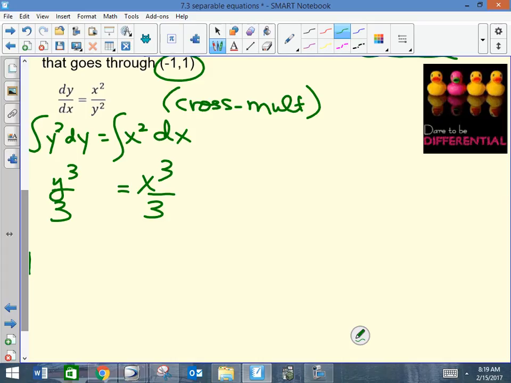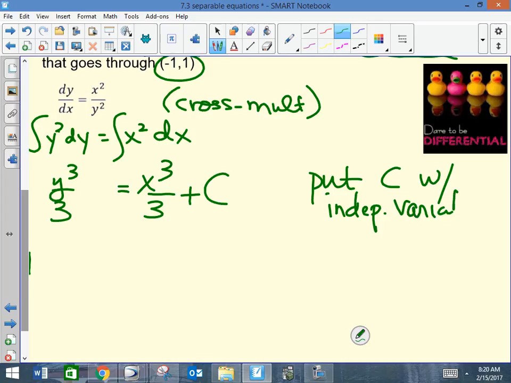Where should we put the c? Because if we put c on both sides, it's like not having a c, right? With the x, yes. Put the c with the independent variable. It's not always going to be x, but more often than not, it's going to be x. Okay? Just because that's what we're used to. Don't put it on both sides, because then they cancel each other out. That's just not going to work.